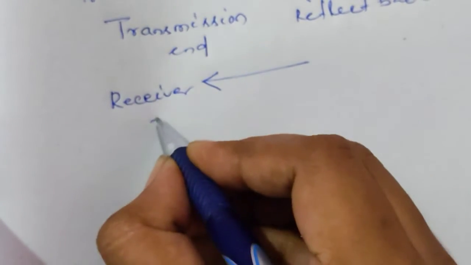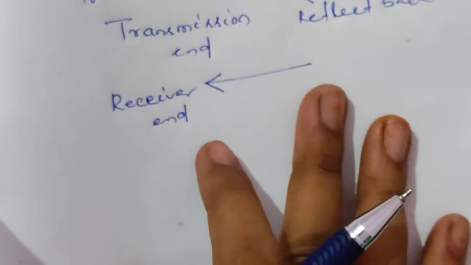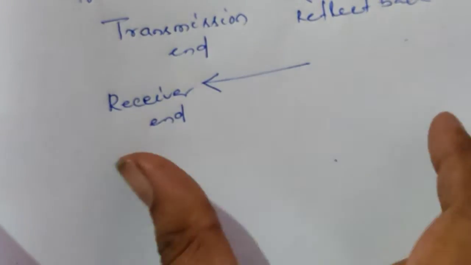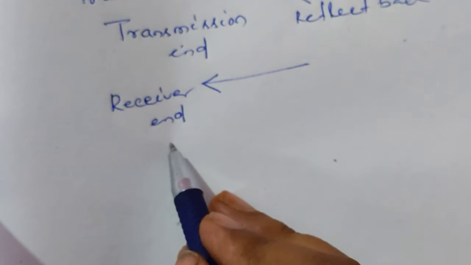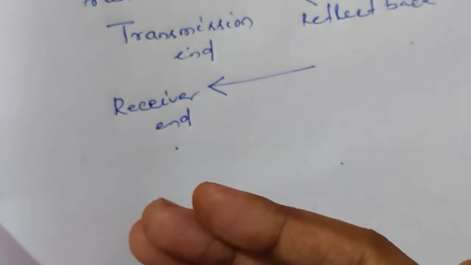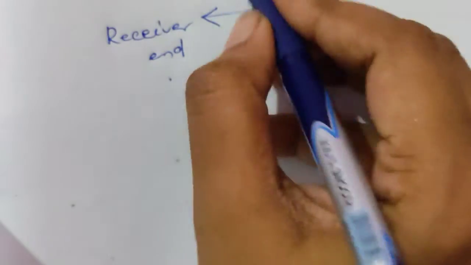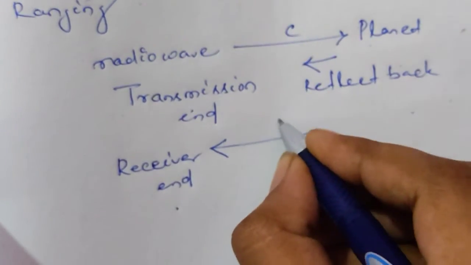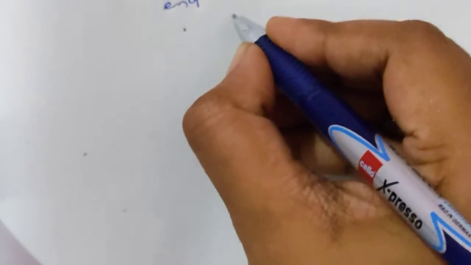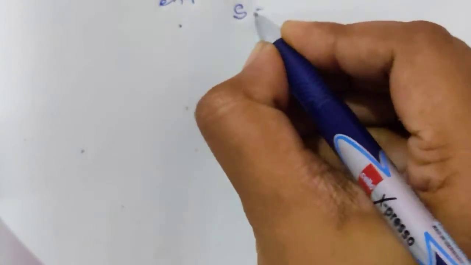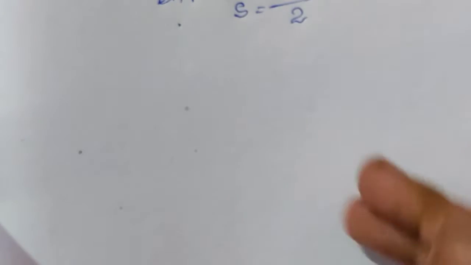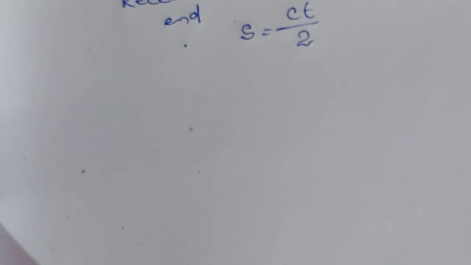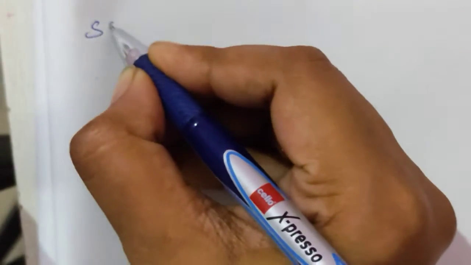At the receiver end it will be received, and then we have to note the time interval between transmission and receiving. By measuring that time interval, following the same method as in the echo method, since radio waves are electromagnetic waves, they move with the speed of light, that is c, and the distance can be measured. If the total distance is s, then that will be ct by 2. Okay, clear? Similarly, the other method is called the sonar method.